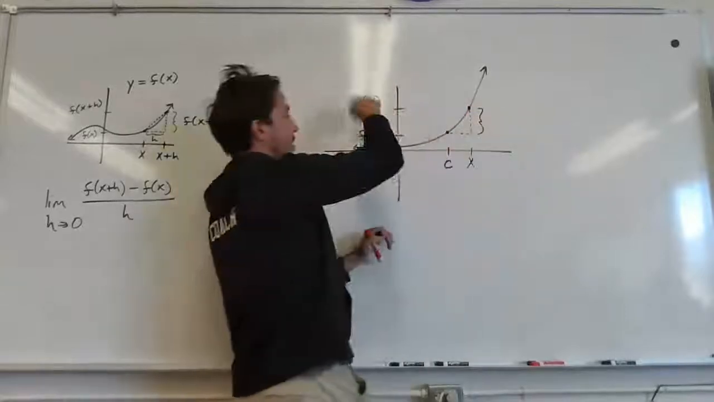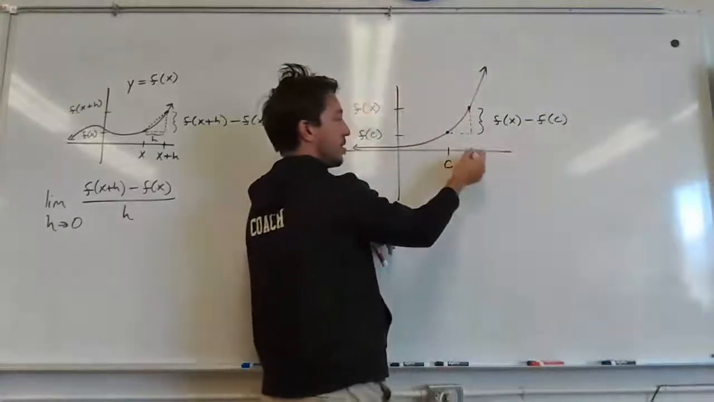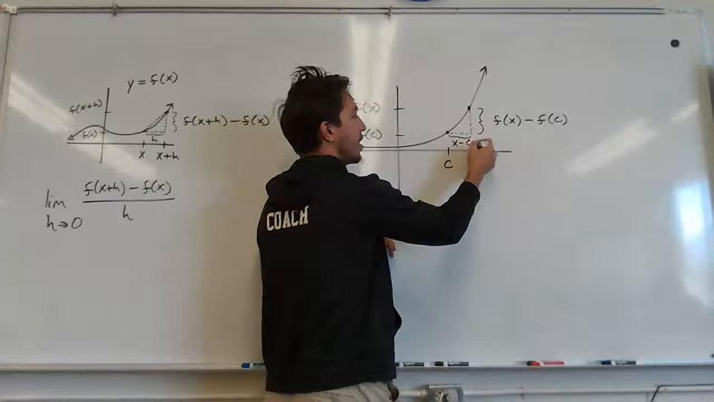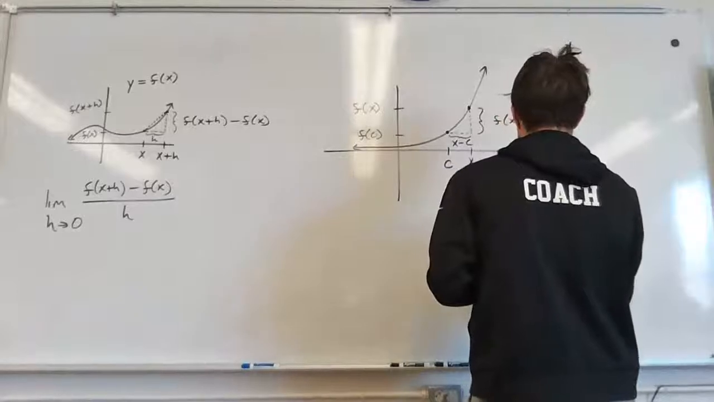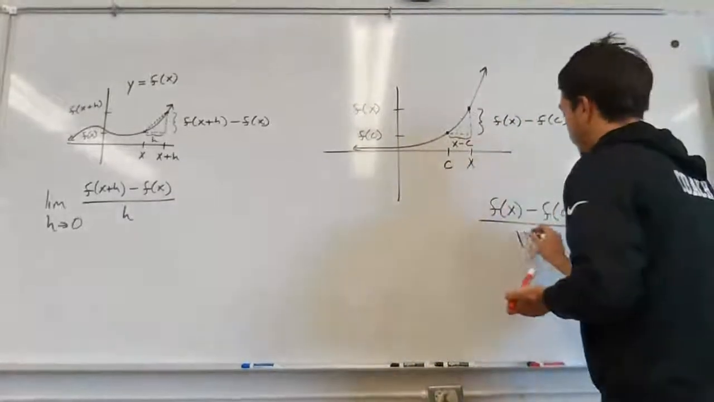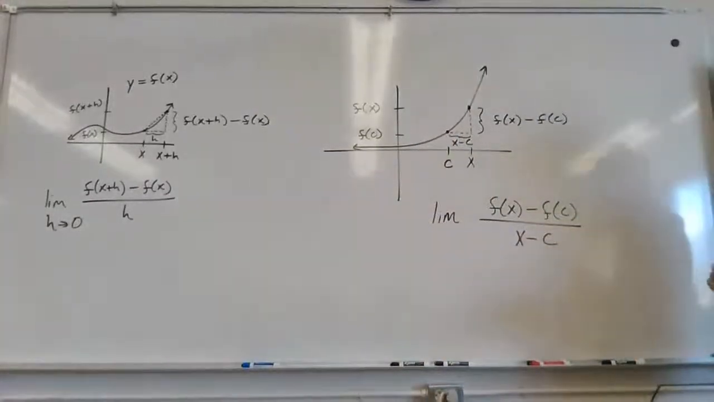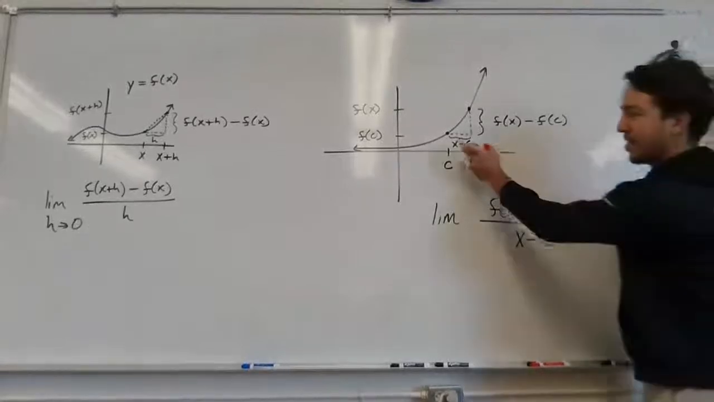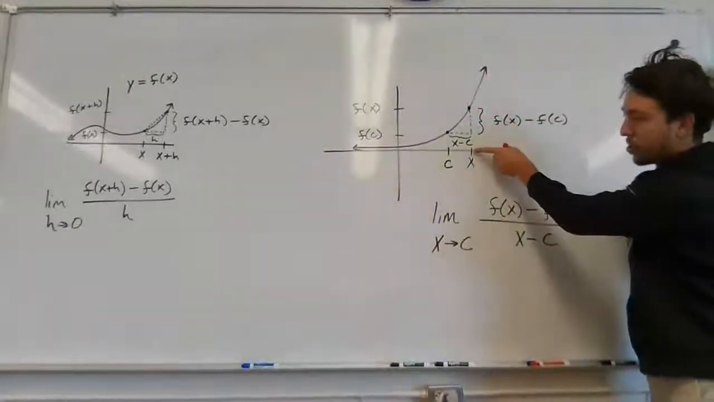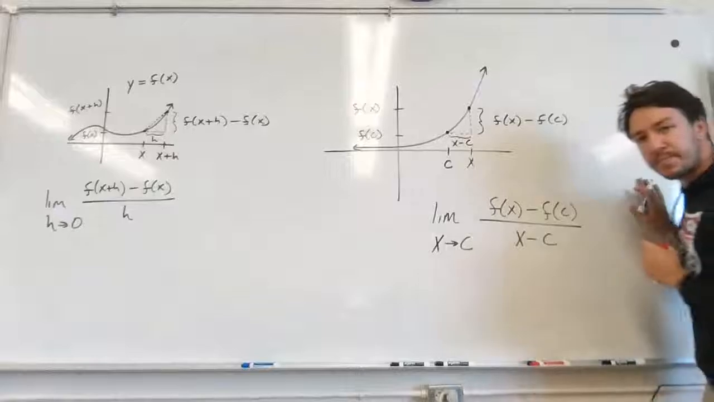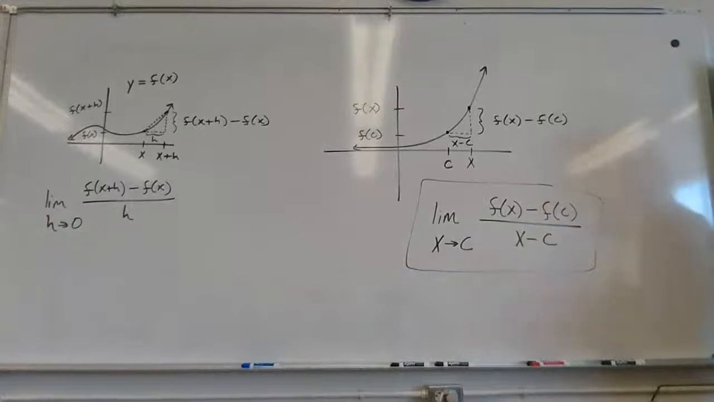My rise is f of x minus f of c, and my run is x minus c. So my rise over run is f of x minus f of c over x minus c, and I take the limit this time though. It would be unconventional, but you could make some formulation where you say the limit as this goes to 0, but it's much easier to say the limit as x approaches c. So I push this x value close to c. This right here is what they call the alternate limit definition of the derivative.